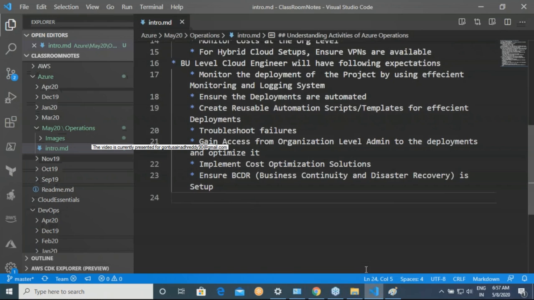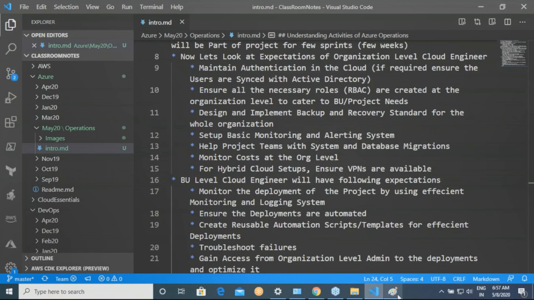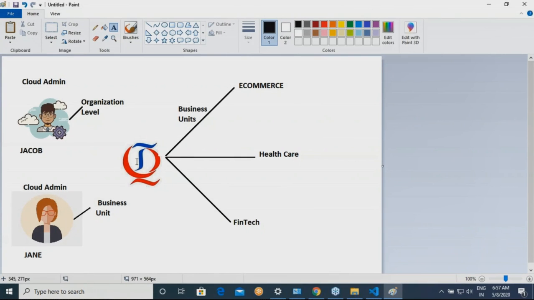Even if I miss one or two points, I think I'll be adding them at a later point of time. But the whole point is to understand one thing over here. This cloud engineer, in e-commerce, will you have only one project? No, we might have several. Let me draw three. So in healthcare also, let me draw three projects. Generally, organizations will have more than this.